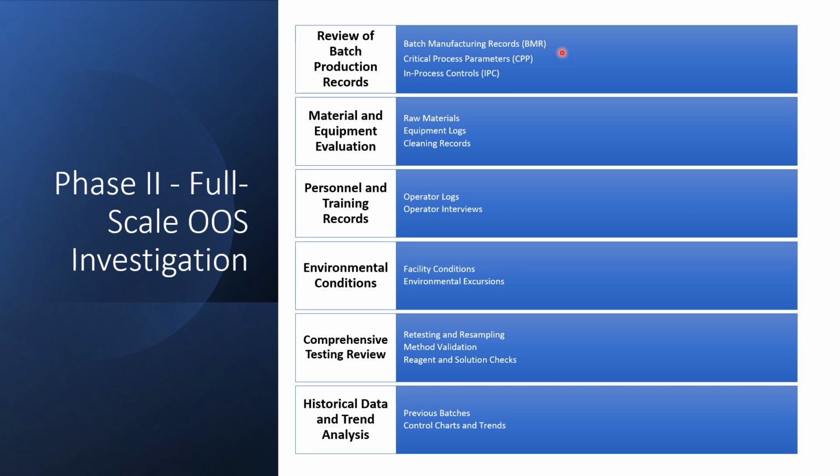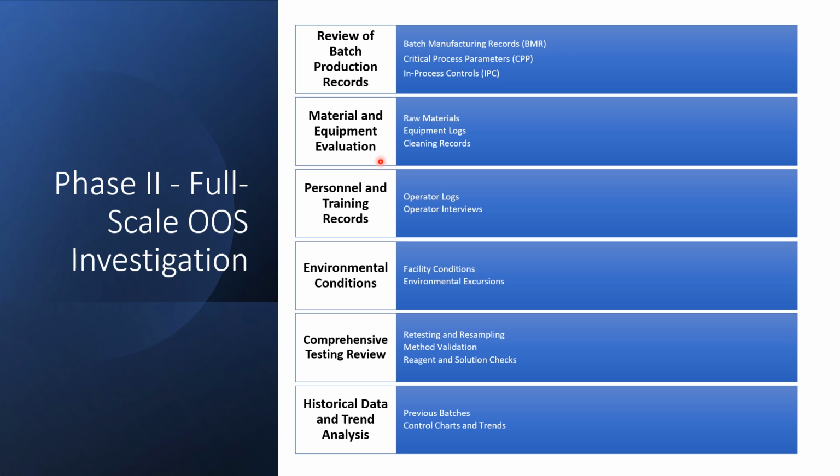So first, batch manufacturing records we can check. Check the batch records for any kind of deviation or discrepancies observed during the production processes. Next, we can review the critical process parameters. So were all critical process parameters within their specified range throughout the production or not? Those things can be checked, right? Next is in-process controls. So review the in-process control results to identify any trends or issues that might have contributed to the OOS results. So in the batch production records, such things we can check.